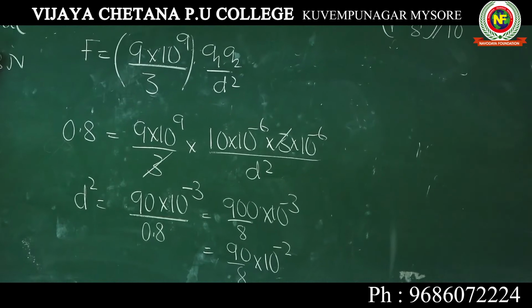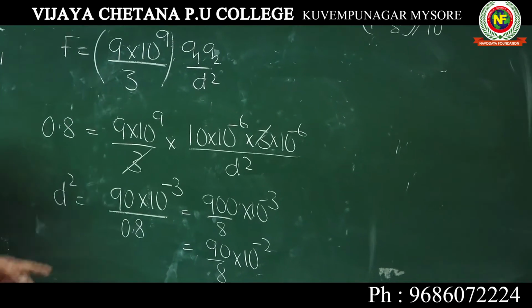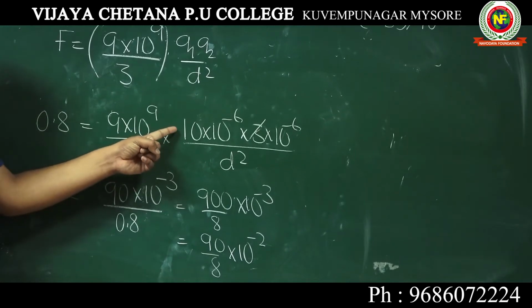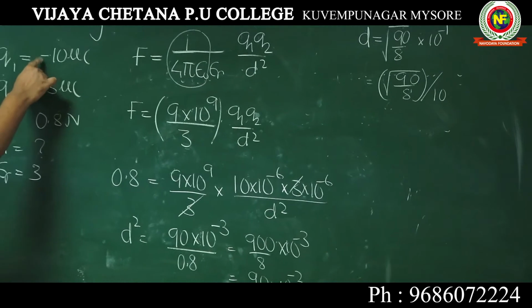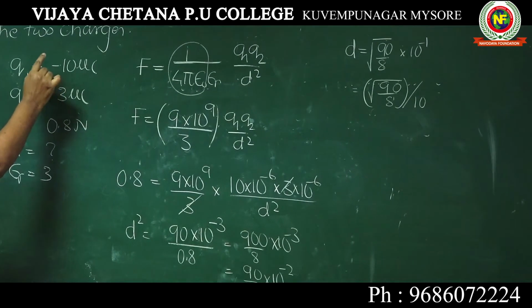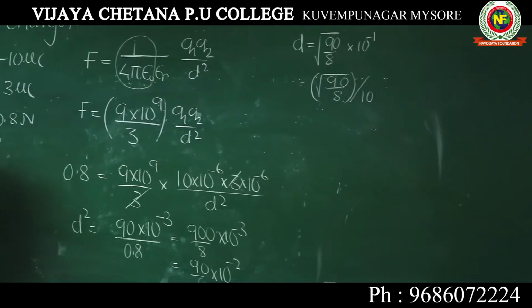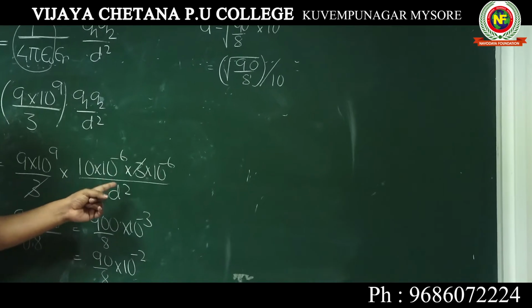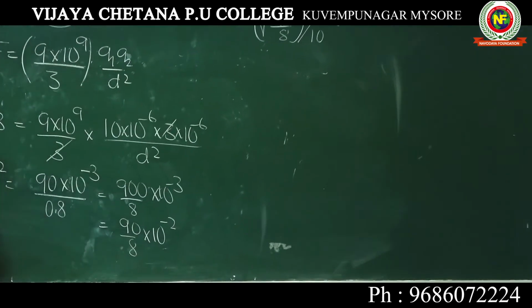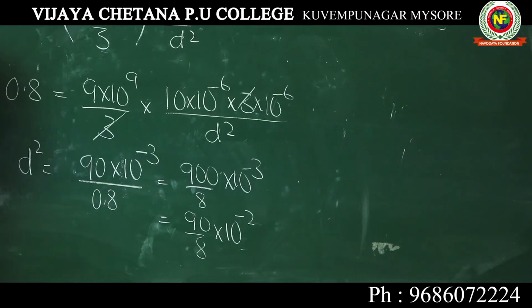But I didn't put that minus sign. You must understand why. Because in calculating the force I must consider only the magnitude. So then what is this minus sign meant for? If you ask a question like that, I would say this minus sign is meant for judging the direction. Okay. So 10 into 10 power minus 6, 3 into 10 power minus 6 by d square. Now on solving for d square you get 90 into 10 power minus 3 by 0.8.